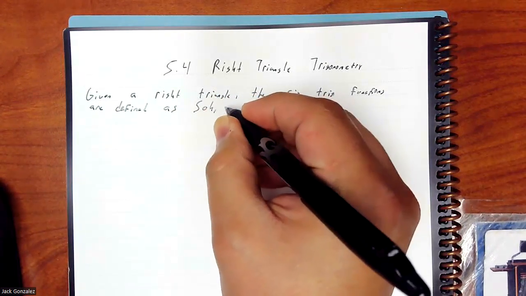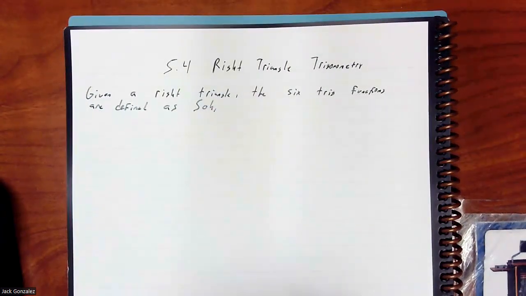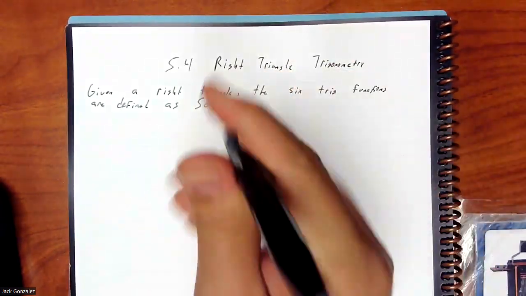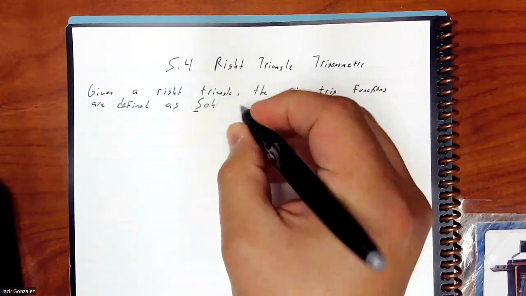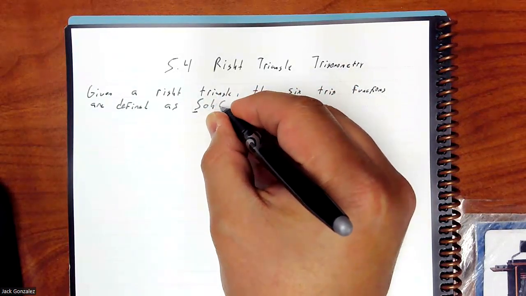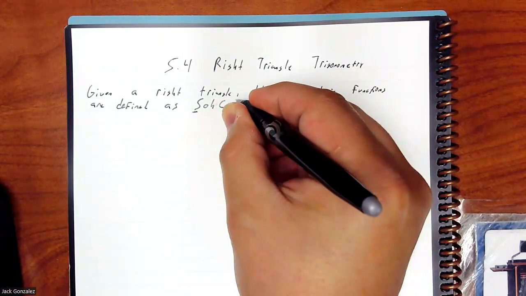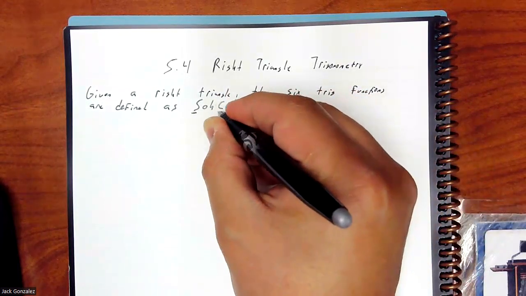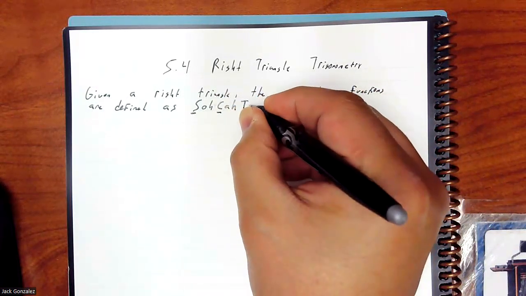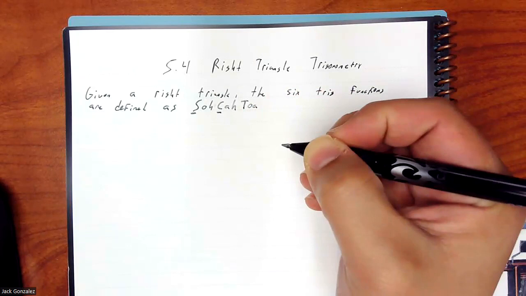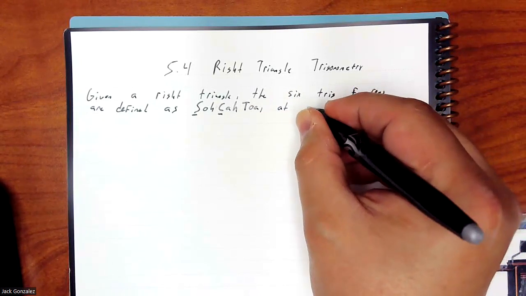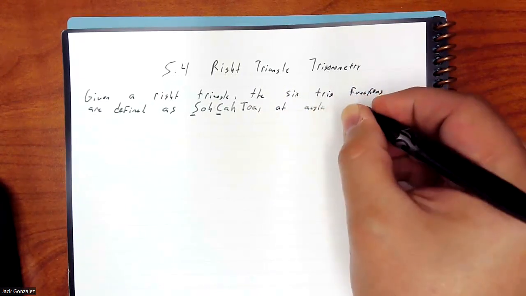So, SOH CAH TOA. You guys remember that at some point? If not, that's okay, we'll talk about it right now. SOH: sine is opposite over hypotenuse. CAH: cosine is adjacent over hypotenuse. TOA: tangent is opposite over adjacent. And they will all be defined at an angle theta.